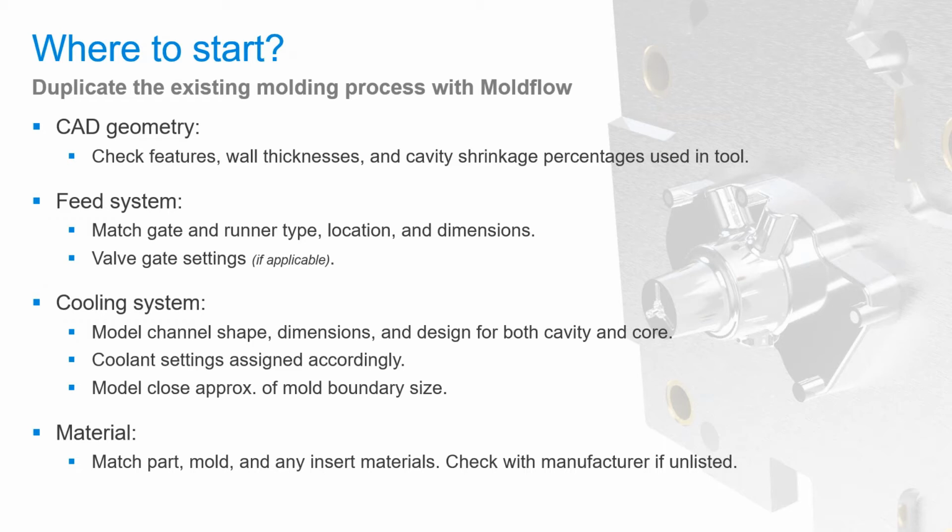Next, confirm the gate location and all the other feed system components. So dimensions, the type of feed system, such as hot runner or valve gate, and the overall design should match the actual tool. Modeling the cooling system to correctly simulate cooling's effect on the molded part is also critical. If complex, you can also consider modeling this within CAD if you don't have the original CAD files for it, and then you can import it into Moldflow.